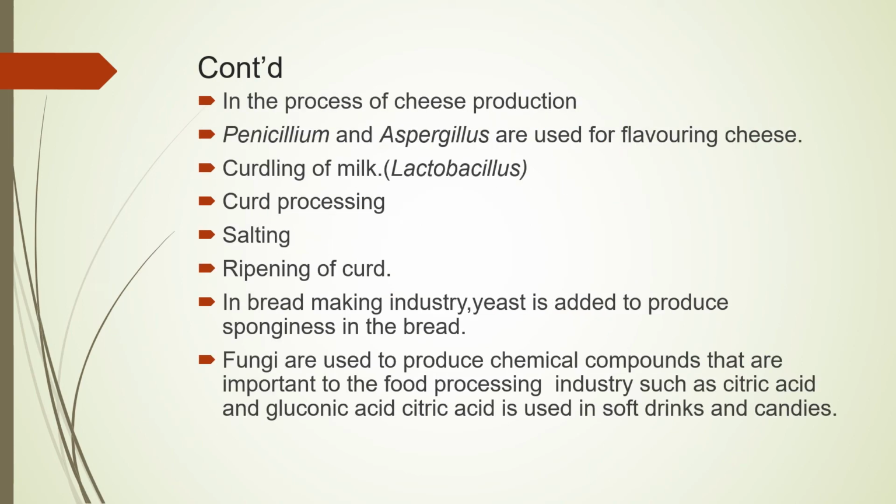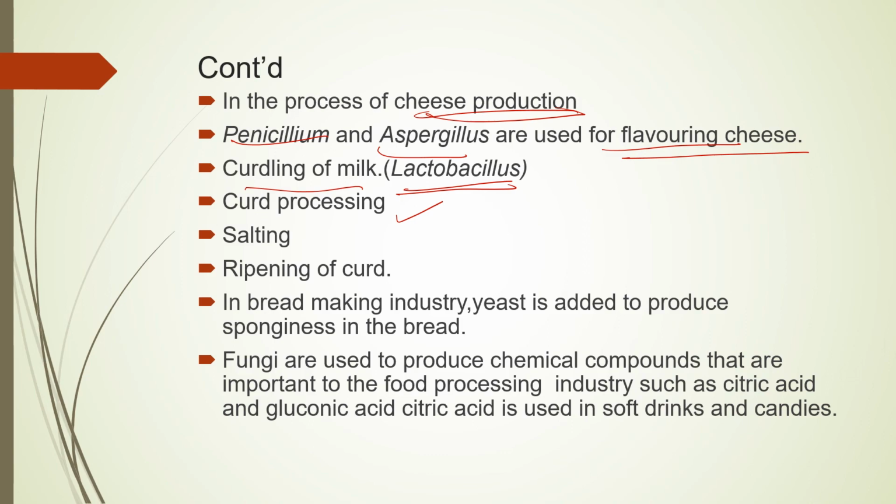So in the process of cheese production also, we know that yeast is playing a major important role. Penicillium and Aspergillus are used for flavoring the cheese in the cheese production industry. Now curdling of milk is also done by Lactobacillus. The curd produced is separated from the whey, and in curd processing, the moisture is removed from the curd, leading to cottage cheese. So in cottage cheese production also we are using these fungi. It is a beneficial part of fungi, the useful role of fungi.